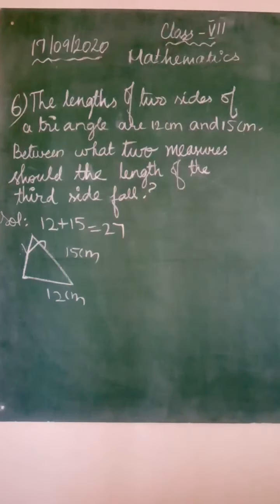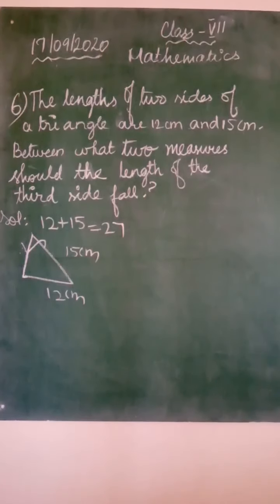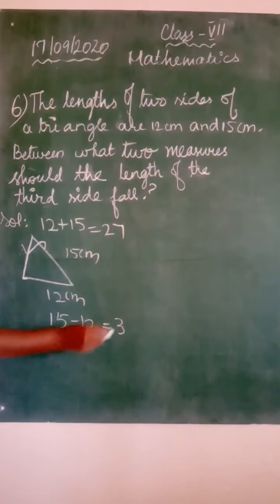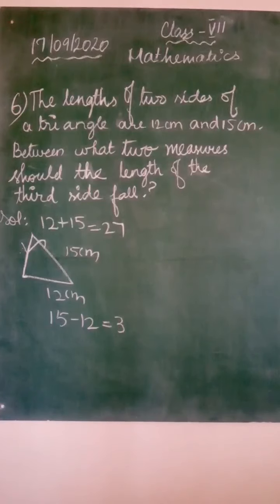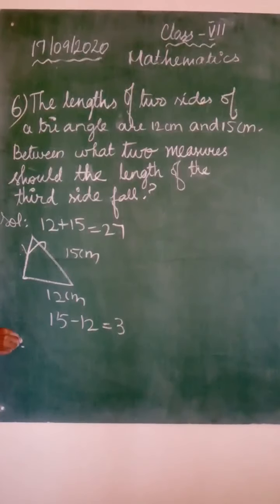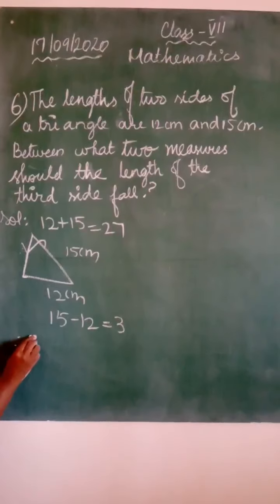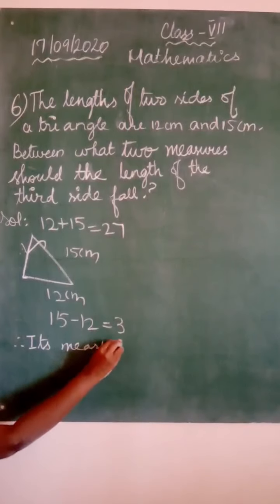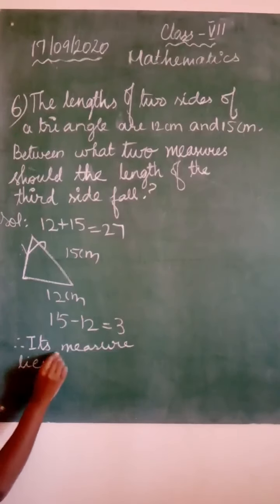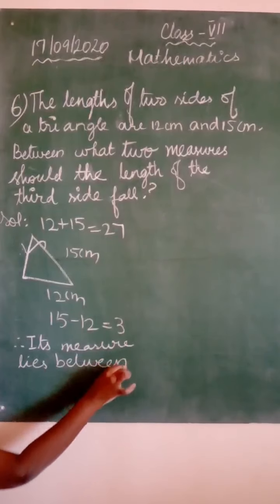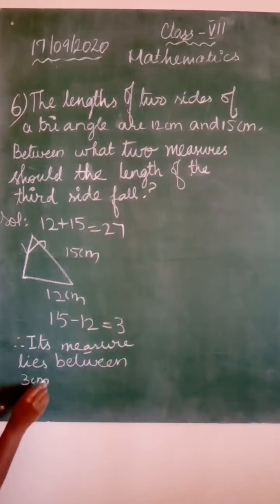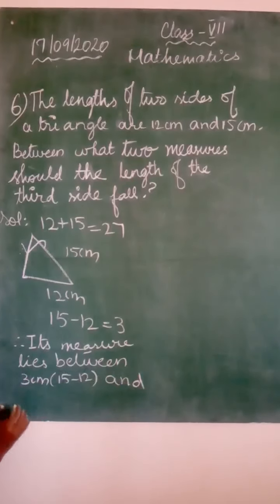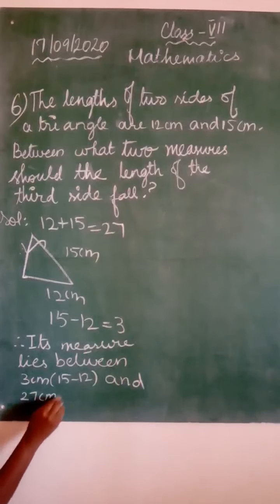Okay. Also, it cannot be less than the difference. That is 15 minus 12 is how much? It is 3. Okay. So it cannot be less than 3. So you will write therefore its measure lies between 3 centimeters, that is the difference of these 2, 15 minus 12, and 27 centimeters, that is the sum. Okay.